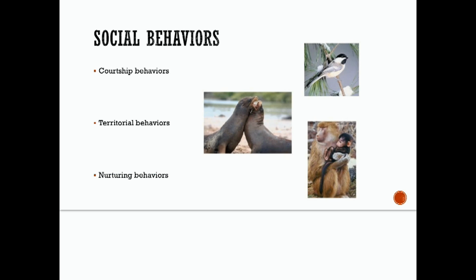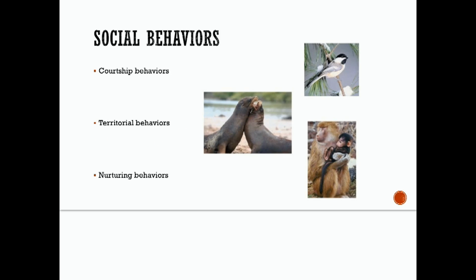All right, let's go and talk about some behaviors. All right, let's start off with social behaviors. They're very common among members of the same species. They include courtship behaviors, territorial behaviors, and nurturing behaviors. So, a courtship behavior is the behavior of an adult of a species that is intended to try to attract a mate of the same species. So, some birds, such as this chickadee here, can make a unique vocalization to attract mates.